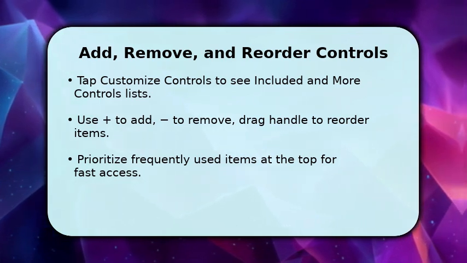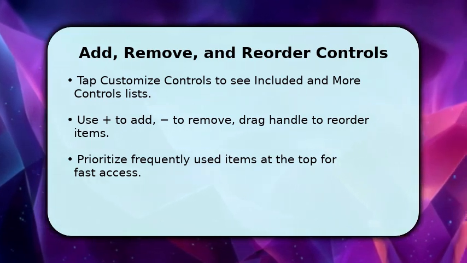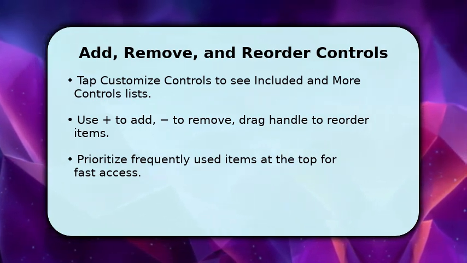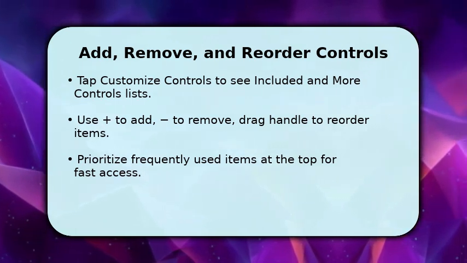To add an item, tap the plus icon next to a control. To remove one, tap the minus and then remove. Once items are in included, press and hold the 3-line drag handle to move controls up or down. Top positions appear first when you open Control Center.